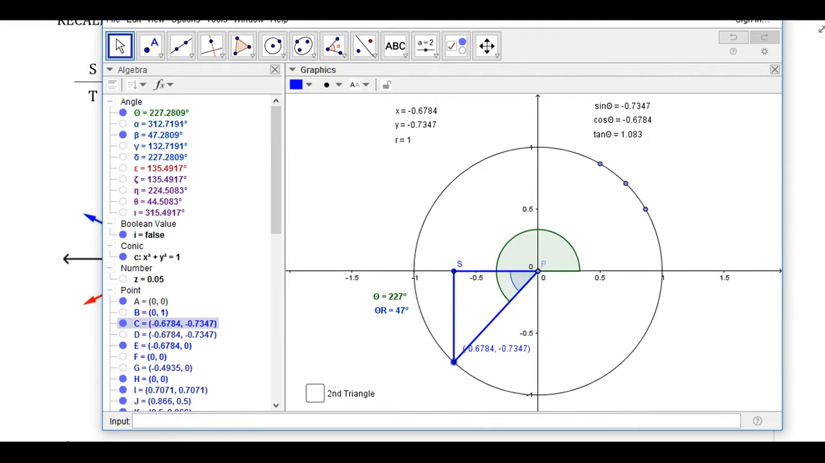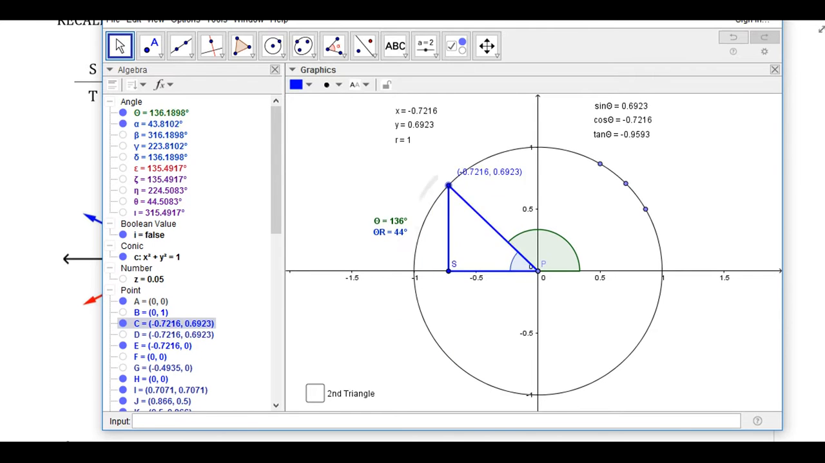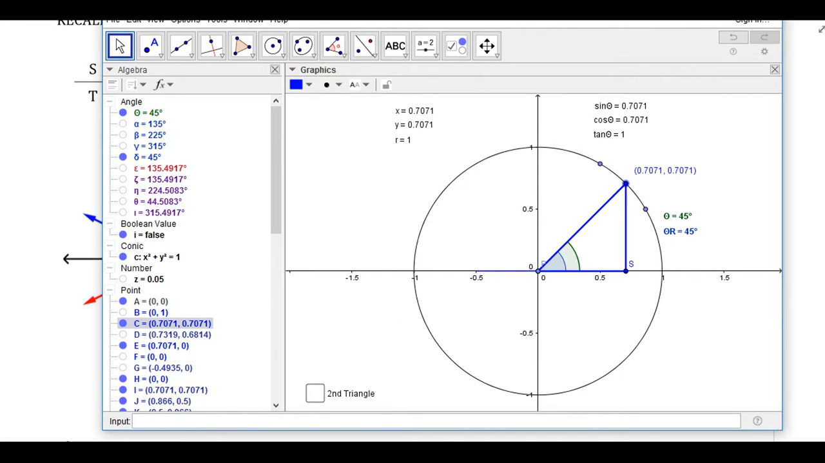SOHCAHTOA would tell me that from this blue angle, opposite over hypotenuse, or y over r, is the sine ratio. That's Sir Kicks or Ticks. It's the same idea, but it uses our coordinates as opposed to thinking about SOHCAHTOA. So all the skills that we learn when we talk about angles in standard position have to do with that relationship of the terminal arm going to some big angle, but there's this related angle.